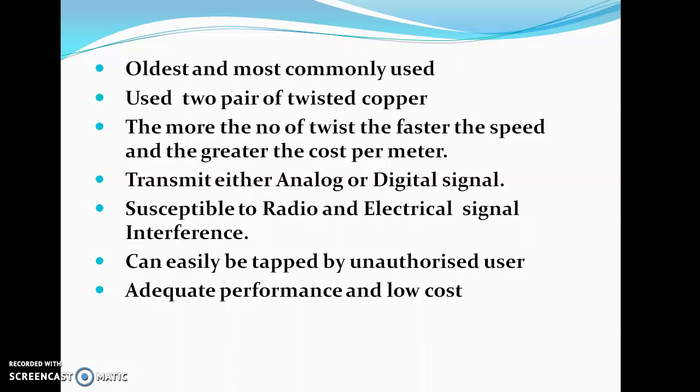So when you transmit data, an unauthorized user can easily find out what message is being transmitted. They give you adequate performance. The transmission speed is not very fast, but it's not very slow, right? But they provide this performance at a very low cost. So that will be regarding twisted pair cable wire.